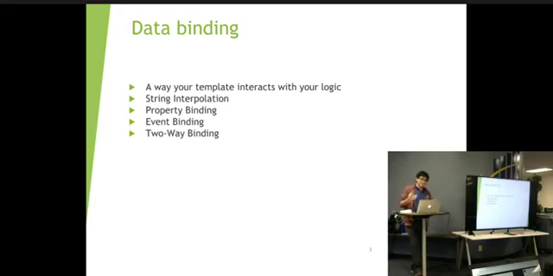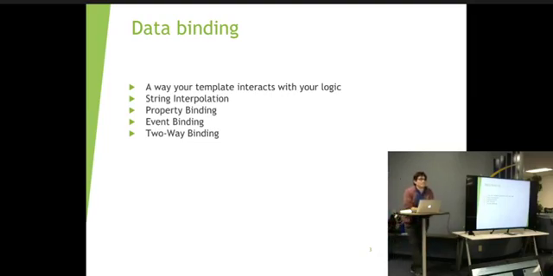Then another way is through event binding. That uses the parentheses, and instead of outputting from your logic to your template, which is what string interpolation and property binding do, an event is triggered, let's say on user click on a button, and that changes the data within your logic.